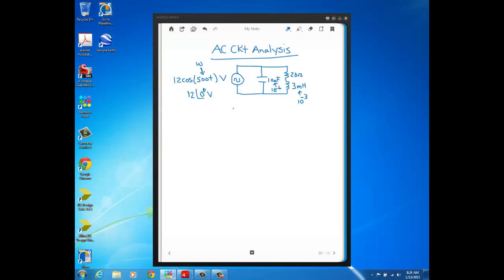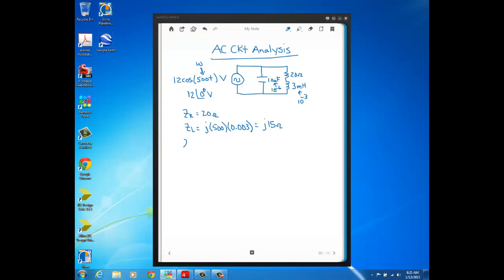And then we weren't given the impedance of each of the elements, so that's the next thing that I like to calculate. So the impedance of a 20 ohm resistor, like we talked about, is just 20 ohms, right? It's just purely real. The impedance of an inductor is j omega L, so that's going to be j times 500 in this problem, times 3 millihenries, which is 0.003 henries. So that comes out to j15 ohms.